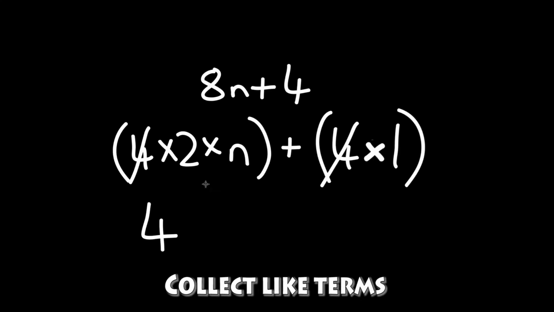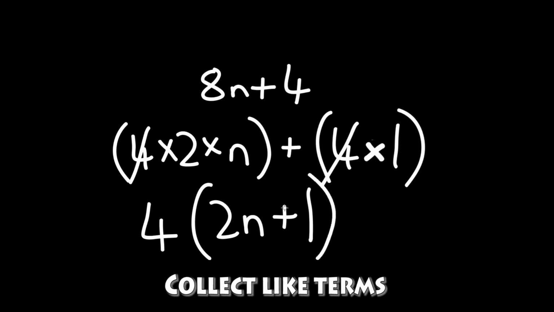So once you're sure you've collected all the like terms, we draw our first opening bracket. And let's see what we had left. We had a 2 times n, which we write as 2n, plus a 1, and then we close the bracket, and that expression is now factorized.